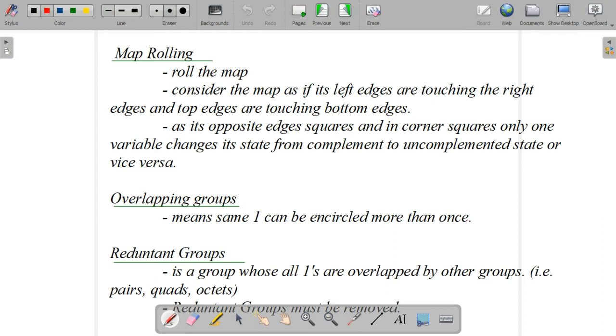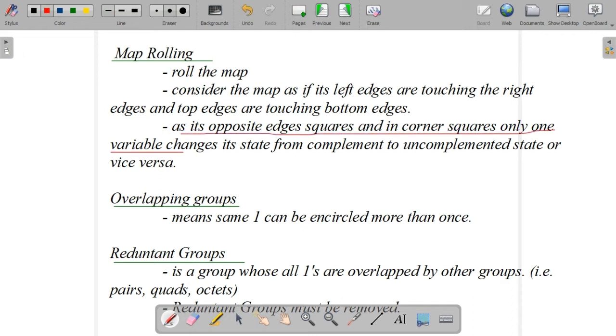What is map rolling? It means roll the map. Just imagine, consider the map as if its left edges are touching the right edges and top edges are touching the bottom edges. In that way only we can roll the map. This is a special property of the K-map: its opposite edge squares and corner squares are considered contiguous, just as the world map is treated as contiguous at its opposite ends.